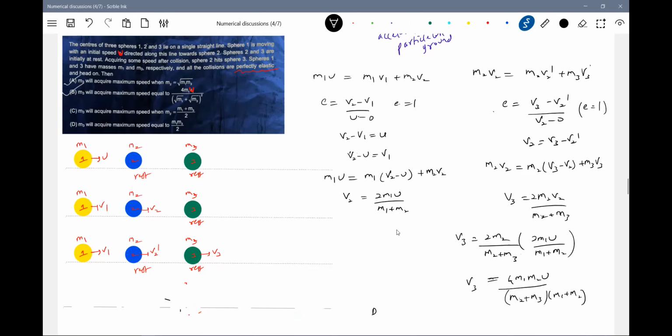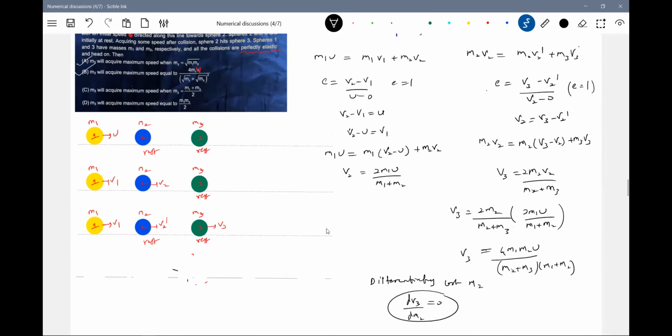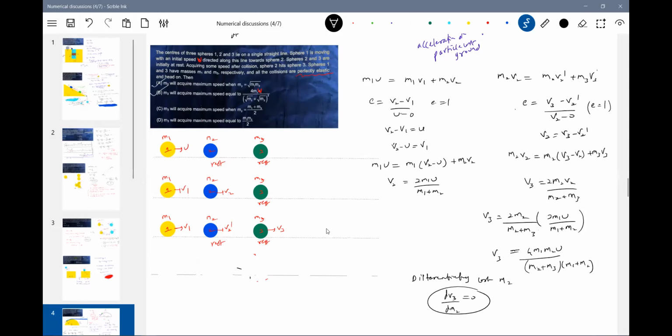So differentiating with respect to M2, dV3 by dM2, and I'll equate it to 0. If you look at the Advanced, we don't have any numericals of this kind till now. You be careful; there is a possibility of such conditions being asked. This will be your answer. Check it.